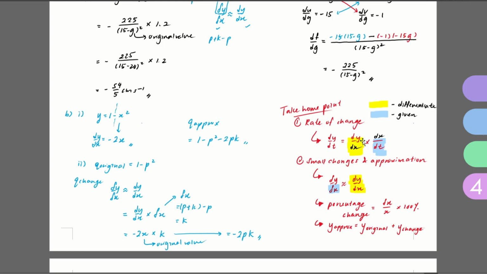And when it comes to small changes and approximation, there are 3 formulas. So the first one would be finding the change of y. We need to use dy over dx, which we need to differentiate, and delta x, which is sometimes given in the question. The second formula will be the percentage change, which I will explain in the next video. And lastly, to find the approximate value of y, we need to add 2 things, the original value of y and the small change in y, which can be found from this formula.